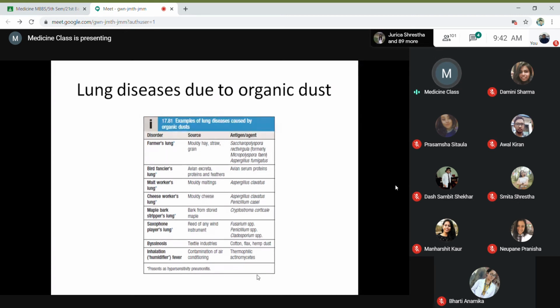Similarly, bird fancier's lung should be considered in any patient who gives a history of keeping birds at home, or when the symptoms get precipitated or exacerbated by exposure to antigen derived from the feathers or the droppings of the birds, or sometimes the serum protein. Similarly, there are other diseases like malt worker's lung, which is a result of exposure to moldy malting, cheese worker's lung from moldy cheese, and different other diseases.